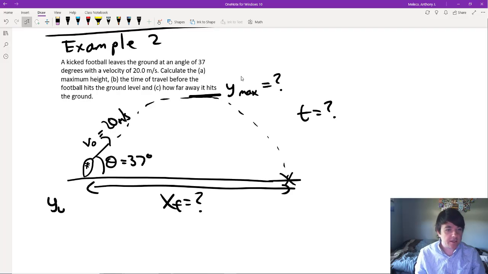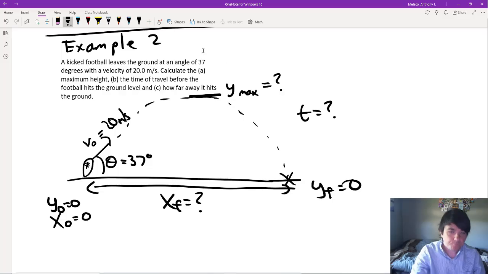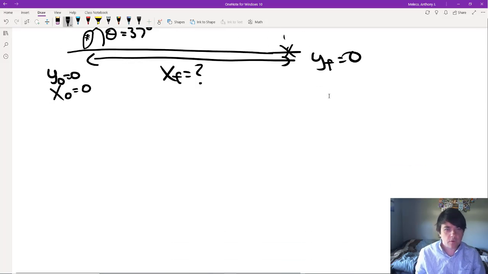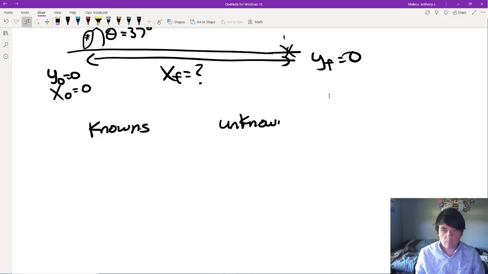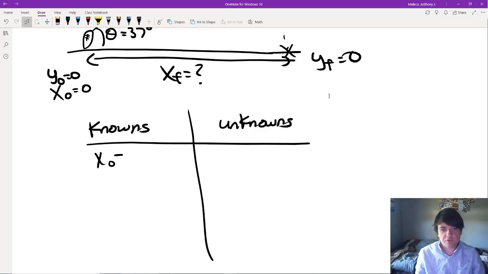What else? We can say Y initial is 0. We can say Y final is 0, right? Because they're launching and ending at the same height. X initial will also be 0. So let's go ahead and map this out. We've got knowns and unknowns. X initial I said was 0. X final is an unknown.